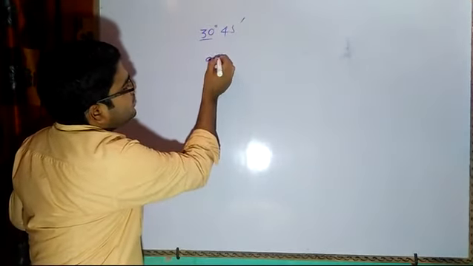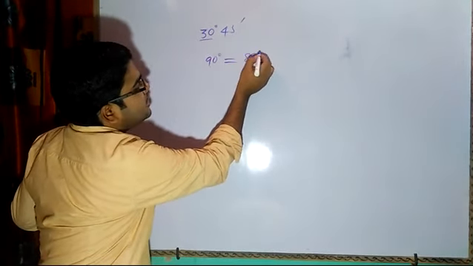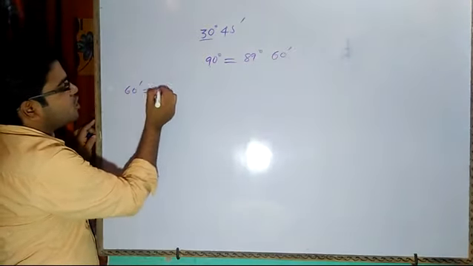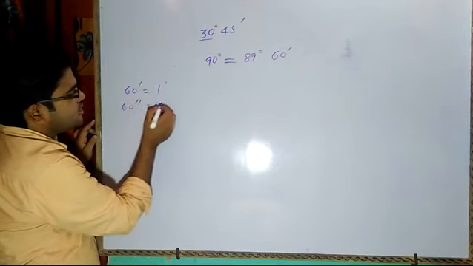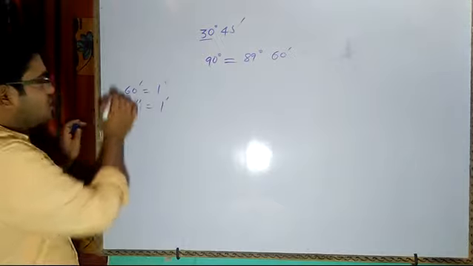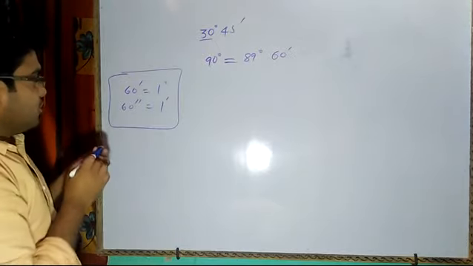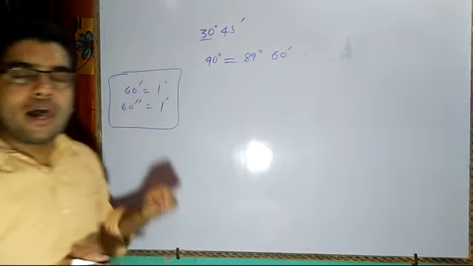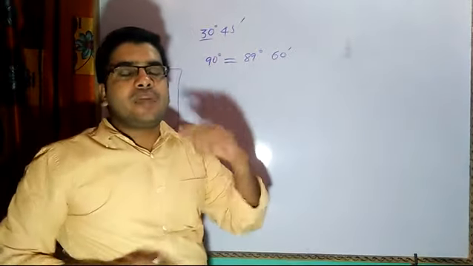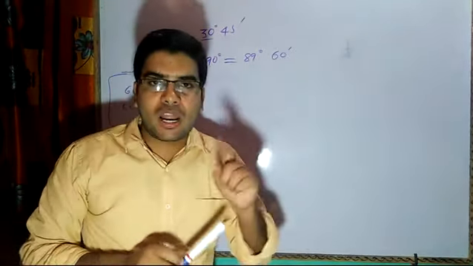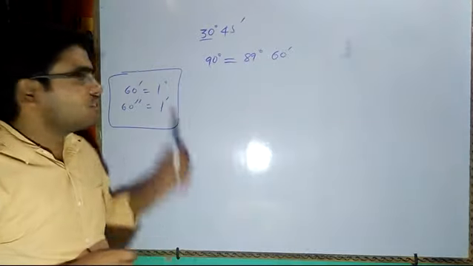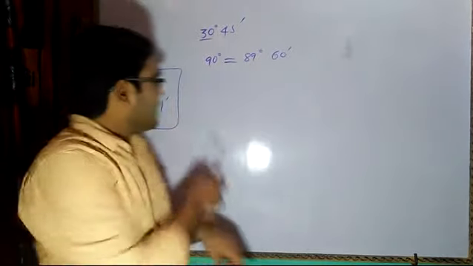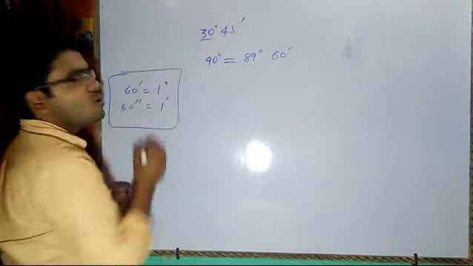Now as you all know, 90 degree can also be written as 89 degree and 60 minute, because 60 minute is equal to 1 degree, and 60 second is equal to 1 minute. This you have to remember. As we see in the clock, 60 minute is equal to 1 hour. Instead of hour we have degree. 60 second is equal to 1 minute in clock time, right? Same way here also, 60 minute is equal to 1 degree.